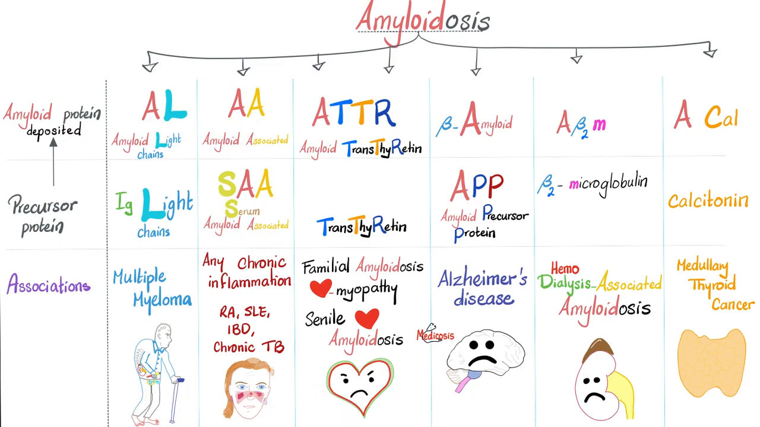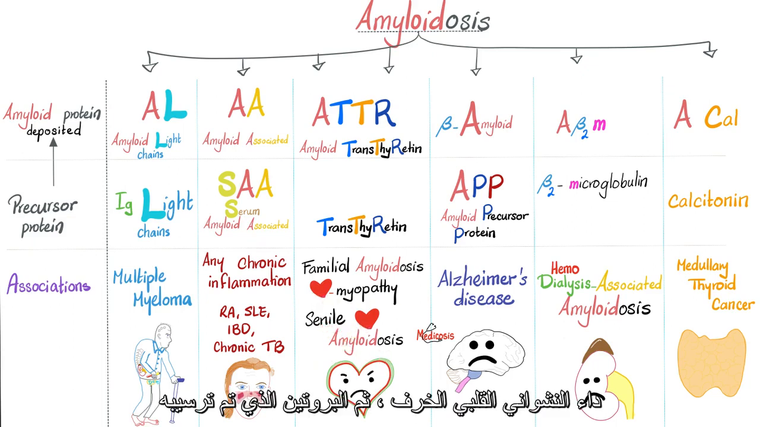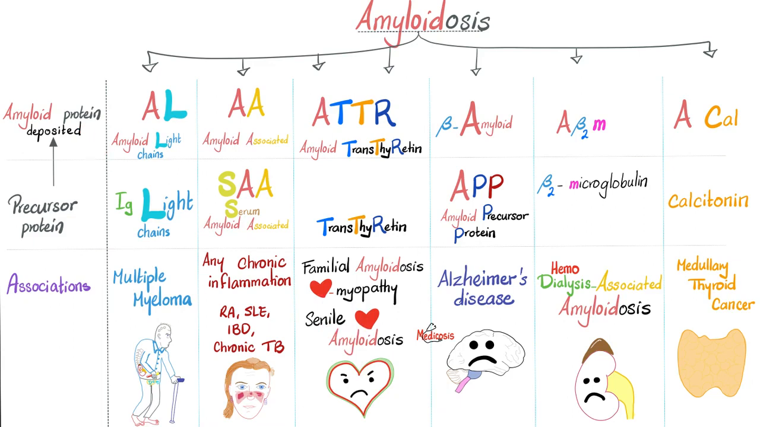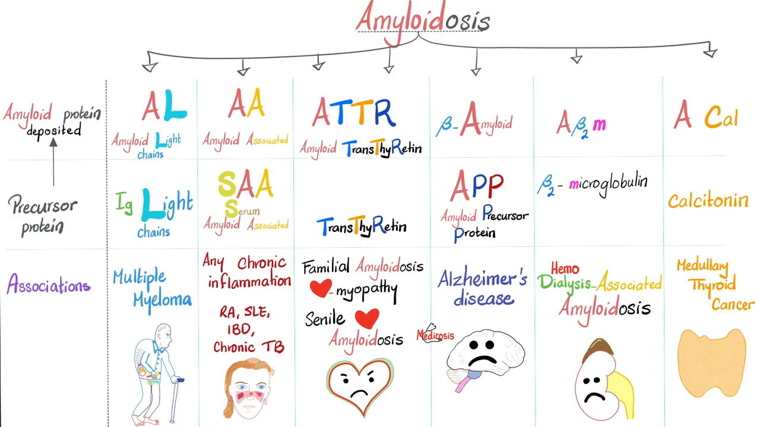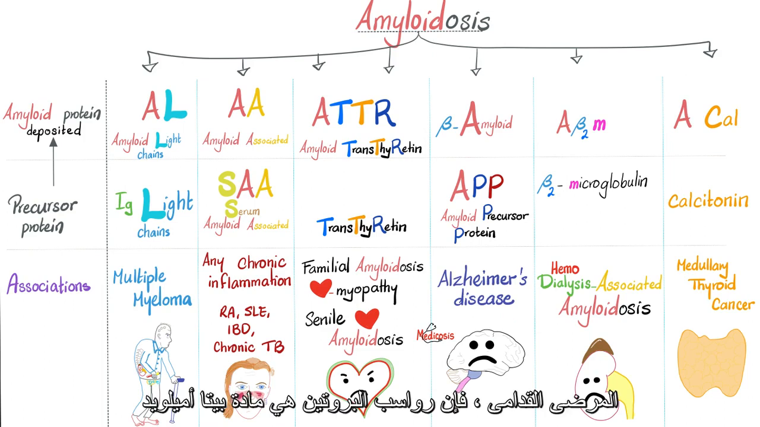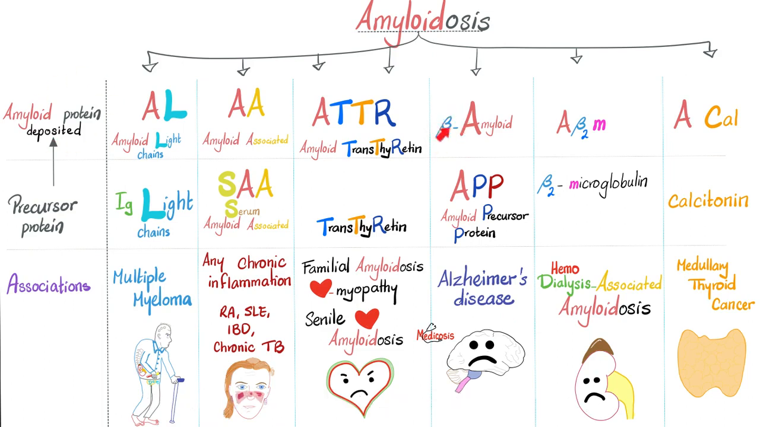If it is heart disease, i.e. cardiomyopathy or senile cardiac amyloidosis, then the protein deposited is the amyloid transthyretin protein. Who is the precursor? Transthyretin. Thank you, dear family. My papa drives the Rolls Royce. Next, in Alzheimer's disease, the most common cause of dementia in old patients, the protein deposited is the beta amyloid. And what's the precursor? Amyloid precursor protein, or APP.